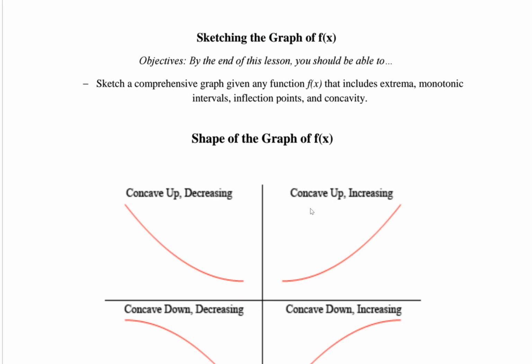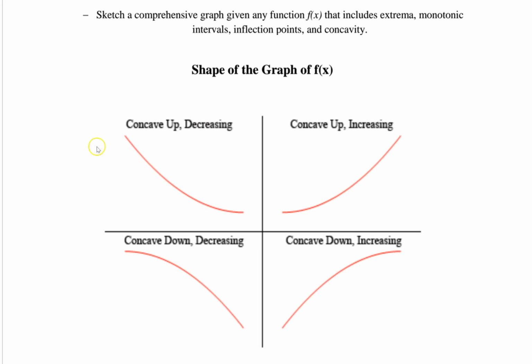We're going to use everything we learned. We're going to use stationary points, concavity, increase and decrease function to graph a function. So let's start with this. These are the 4 types of curves we could get when we graph a function.